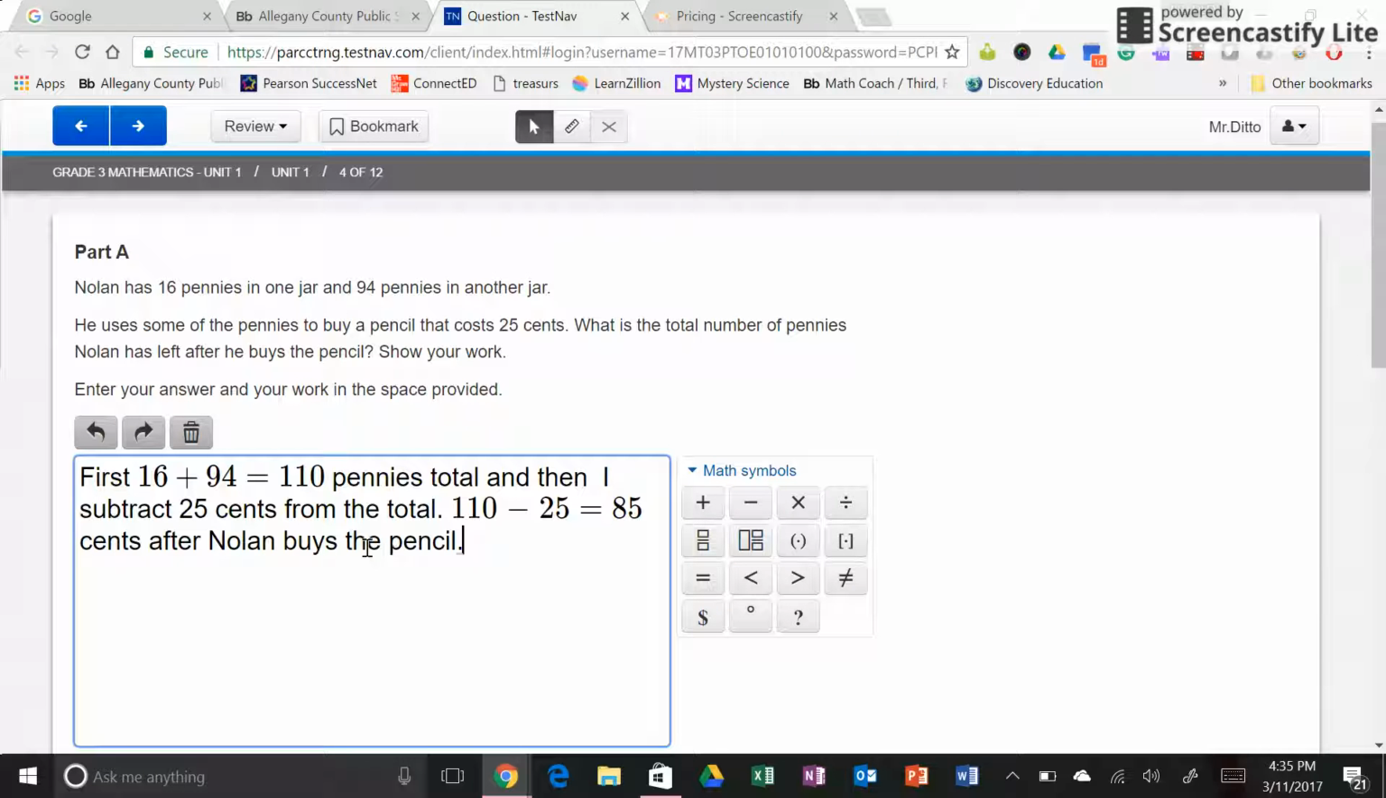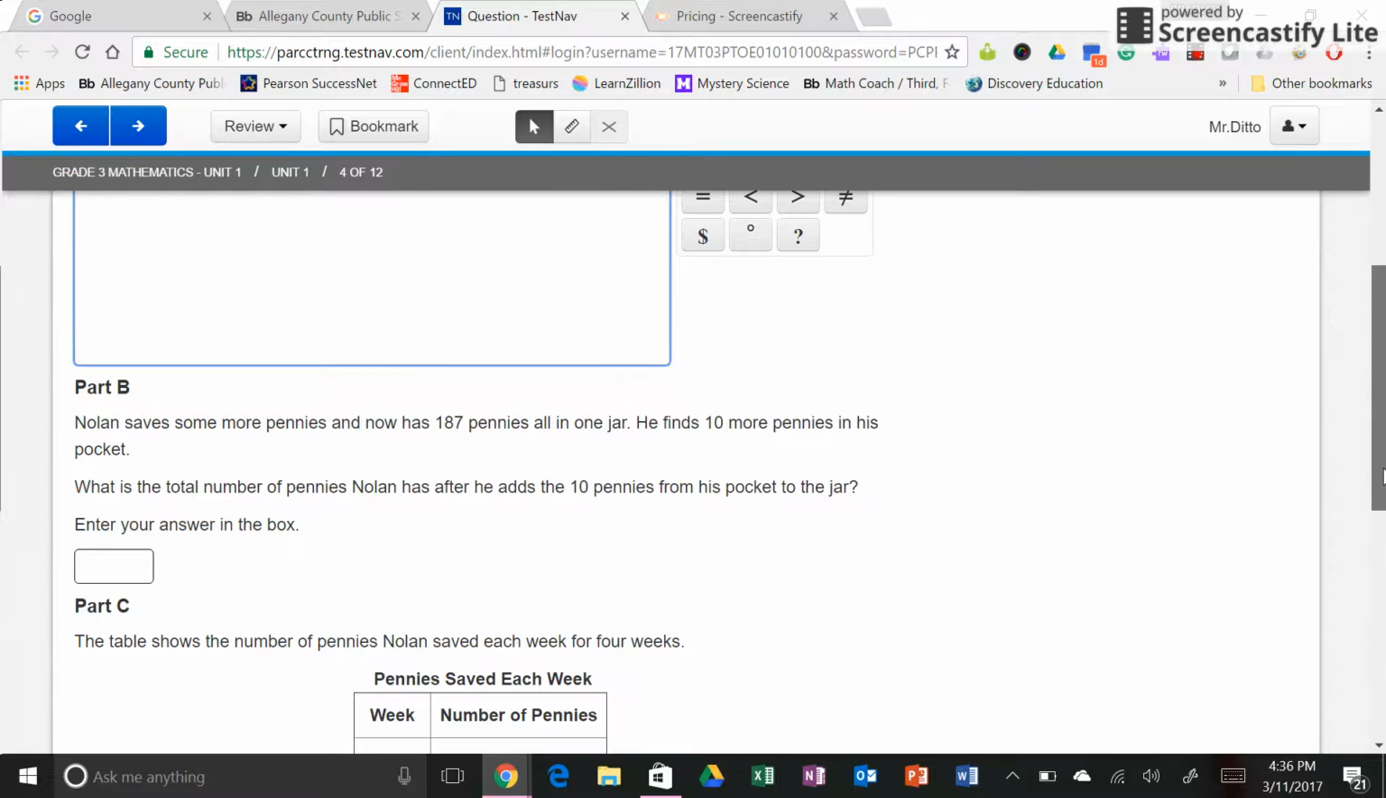Okay. So first, 16 plus 94 equals 110 pennies total. Then I subtract 25 cents from the total. So 110 pennies subtract 25 equals 85 cents after Nolan buys the pencil. So that's one way for you to actually show your work. Or you could type your answer out, then do the problems in there. But it's all however you want to do this. So, and then we read the next question.